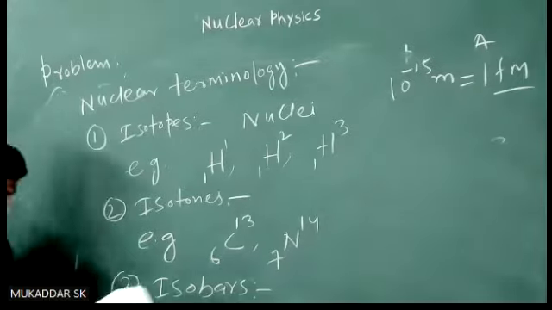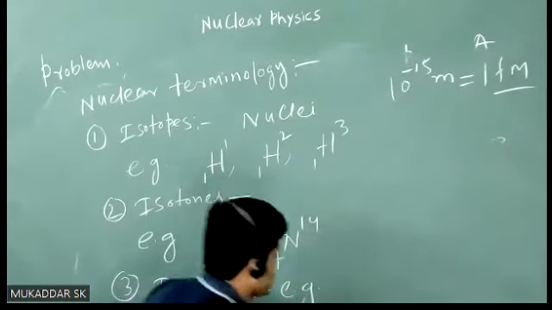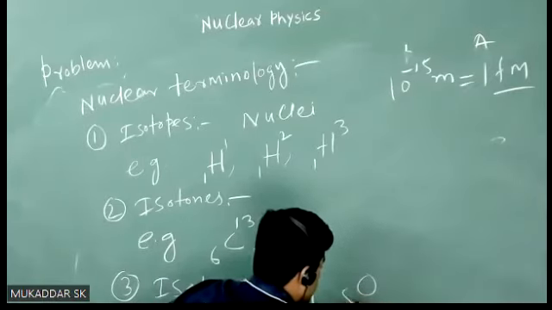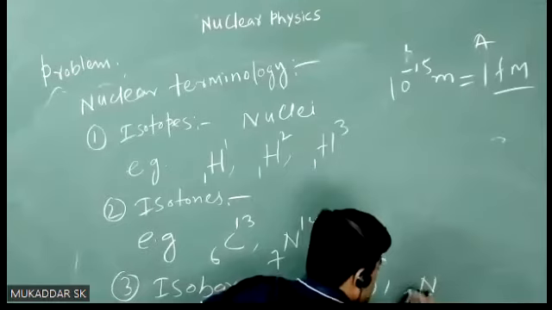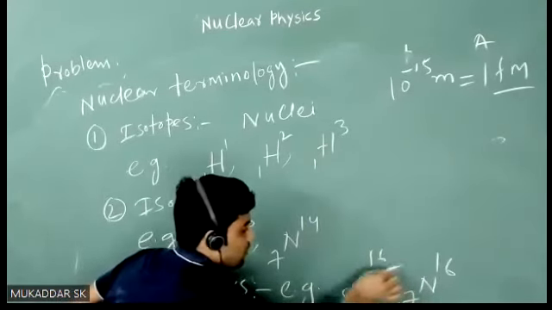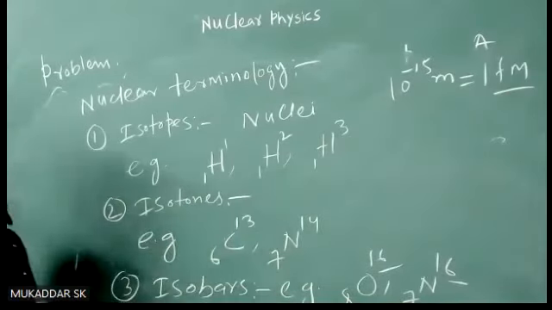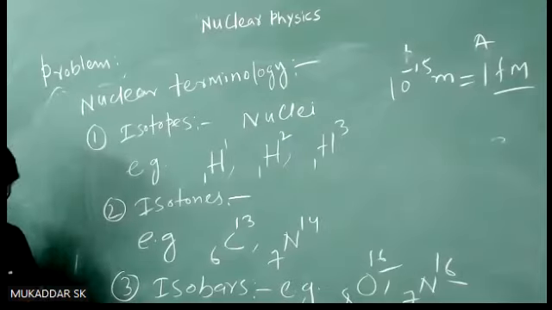Okay, for example, suppose you have oxygen 8, 16, nitrogen 7, 16. You see, they have different atomic number, but they have the same mass number. So they are basically isobars. Okay.